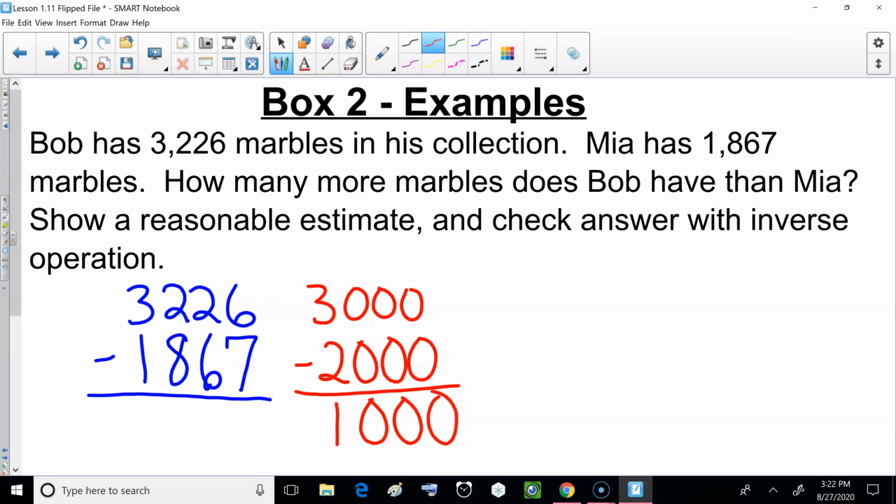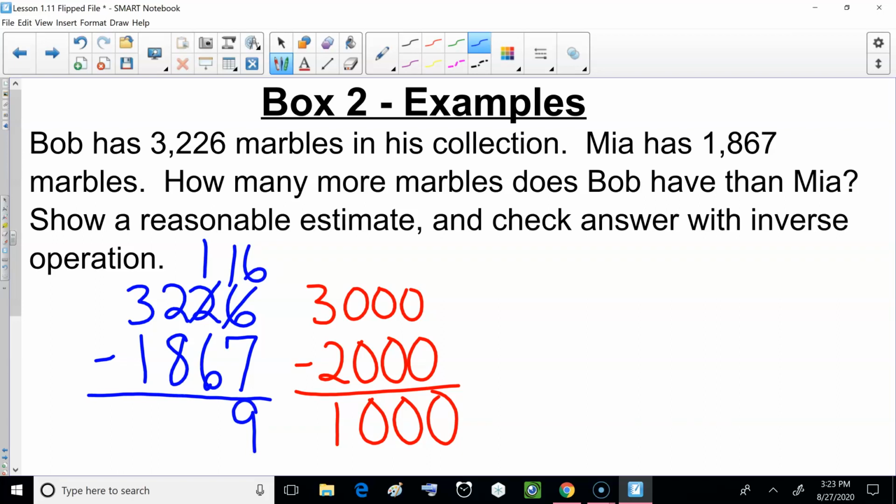And now I want to check my answer with the inverse operation, but I can't check my answer with the inverse operation until I find my answer. So let's go for it. 6 minus 7 I cannot do, so because there's more on the floor, I need to go next door. Trade in a 10. That gives me 1 10 left, which gives me 10 more ones, plus the 6 ones I already have, which would make it 16. 16 minus 7 is 9.